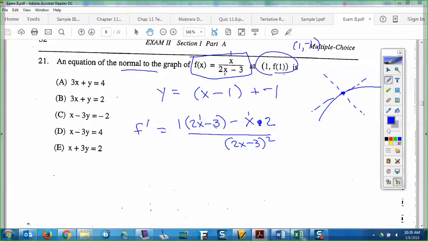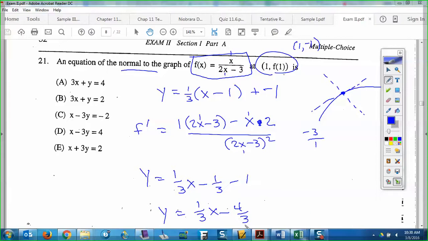So 2 minus 3 is negative 1. Negative 1 minus 2 is negative 3. Plug in a 1 here. 2 minus 3 is negative 1. Squared is 1. So we get negative 3. But the opposite reciprocal of that would be 1/3. So our normal line. So we got the slope. We got the point. So we get y equals 1/3 x minus 1/3 minus 1. That'd be y equals 1/3 x minus 4/3.